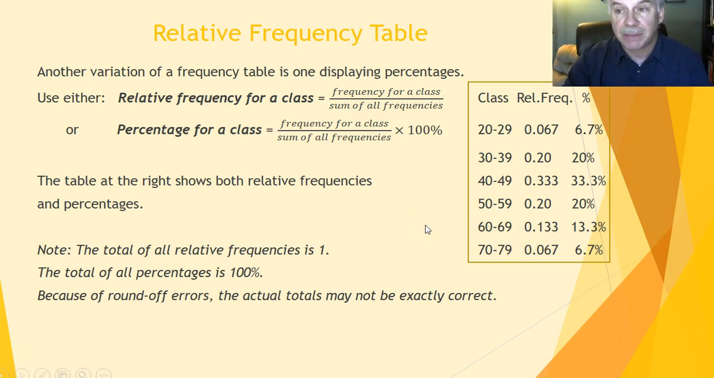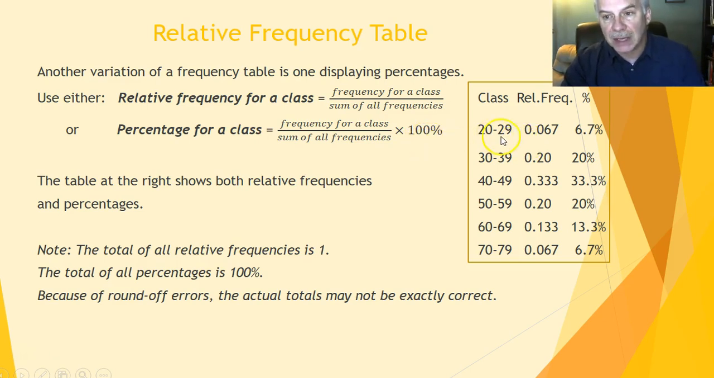Now, another type of table or aspect of a table is called making a relative frequency table, or putting relative frequencies into a table. And so relative frequency means the frequency for a class divided by the sum of all the frequencies. And then you can change it to a percentage by just multiplying by 100%.